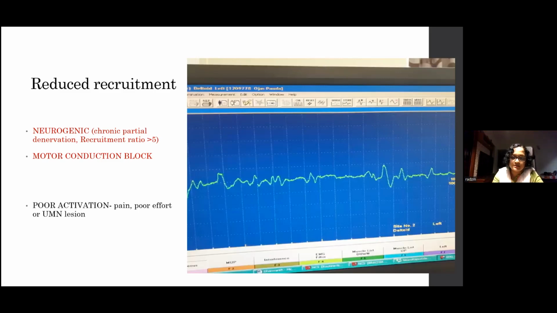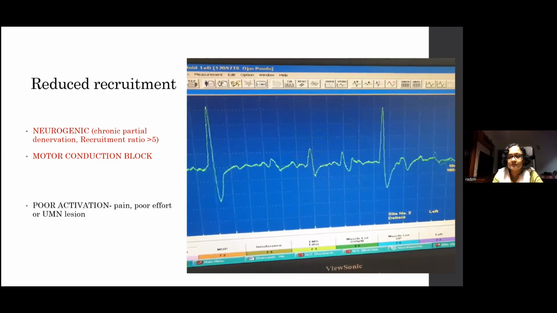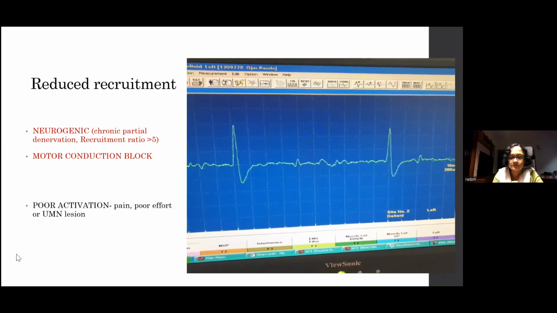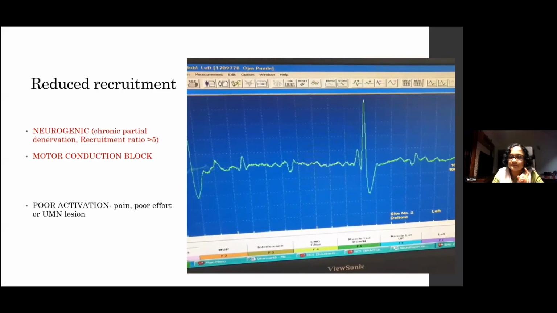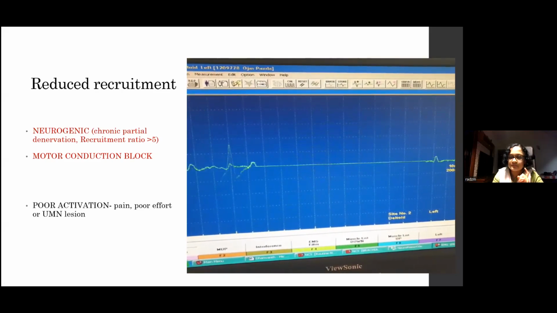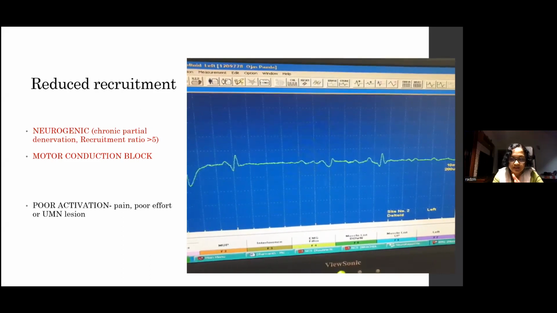So let's have a listen to this one. Can you see that there's hardly any, only one motor unit you can really see, and it fires at a high frequency. And at one point, you see almost 3 motor units on the screen together. So that's a way of knowing that's reduced recruitment.